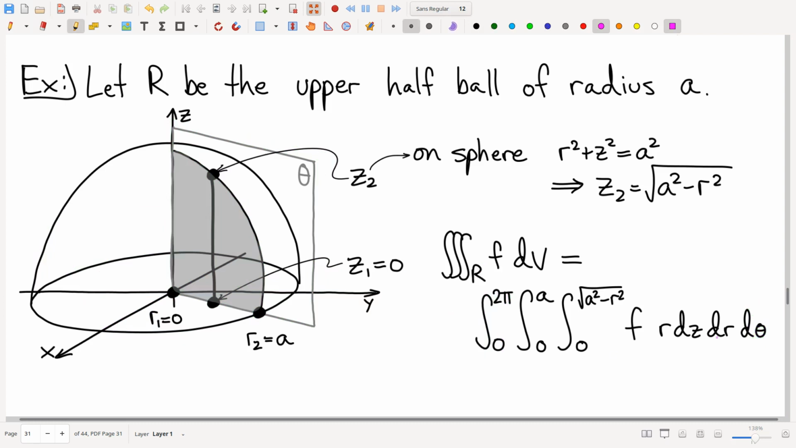Okay, now, as usual, we fix a theta. We're going to focus now just on this one theta slice. We think now about R slices. What does an R slice look like? An R slice represents a constant value of R. A constant value of R would be like this.